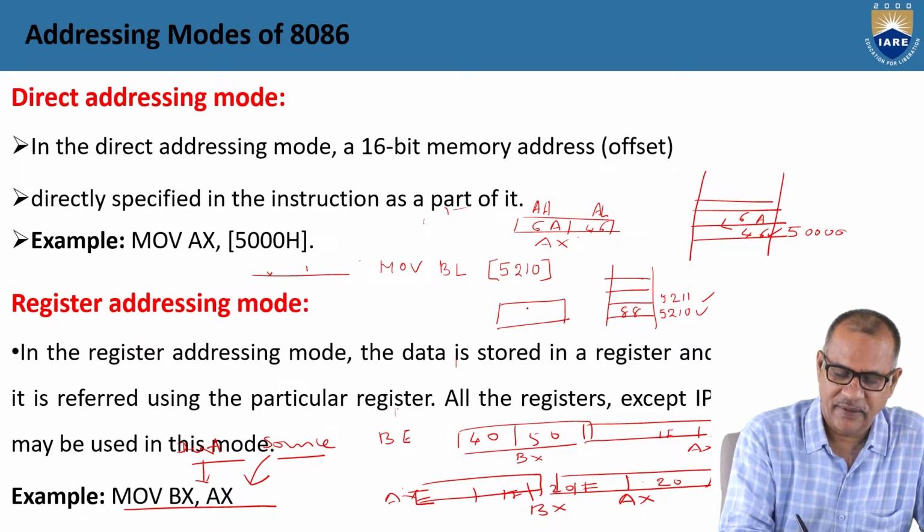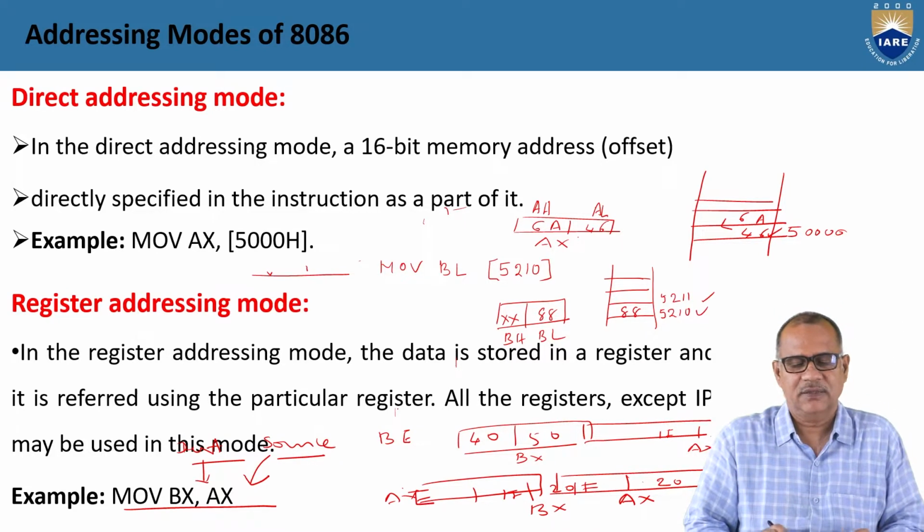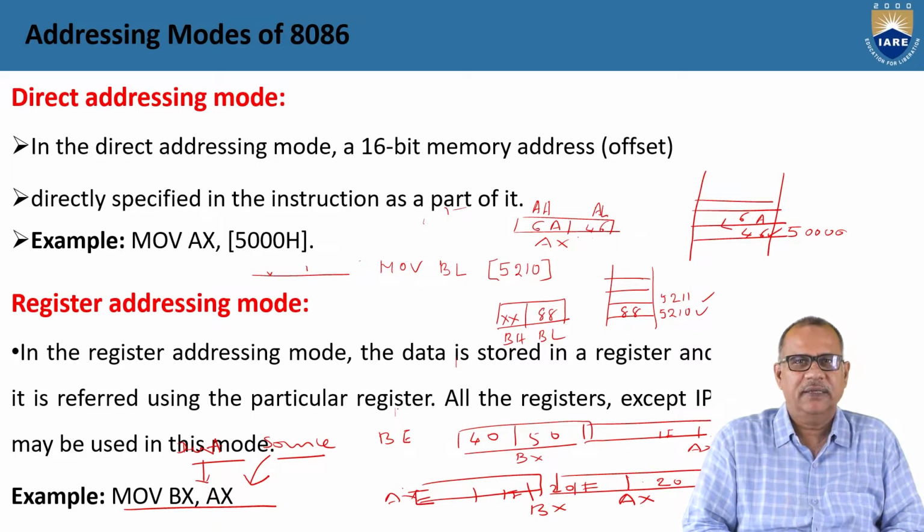So this is BH and BL. So this 88 is transferred to the BL register. So this we are not bothered about, so that's why I am putting X.